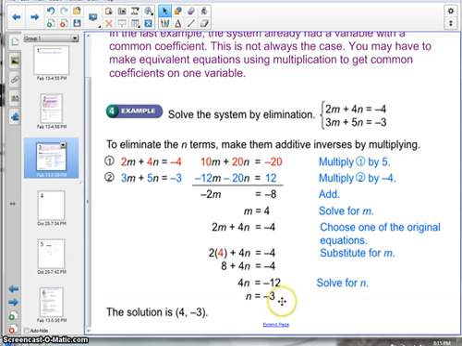So now that we have that value for n and m, we can write it as an ordered pair, where m is similar to our x, so it's going to come first. So we have 4, comma, negative 3, because n is like our y value. So this is the solution for where these two equations would intersect on a graph.